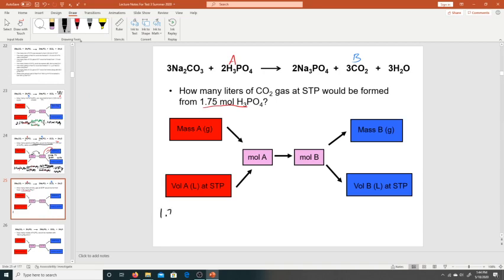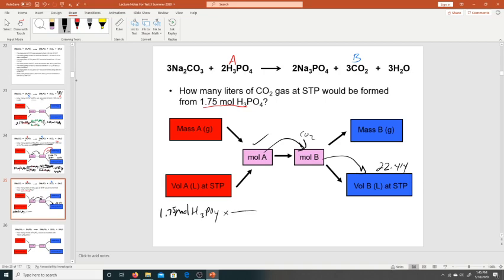So 1.75 moles of H3PO4. Starting here, we're going to go from moles of phosphoric acid. Now we're going to convert that into moles of my B. We're going to find moles of CO2. And then we're going to go from moles of CO2 to find liters of CO2 at STP. This is where I need to use the 22.414 to do that.